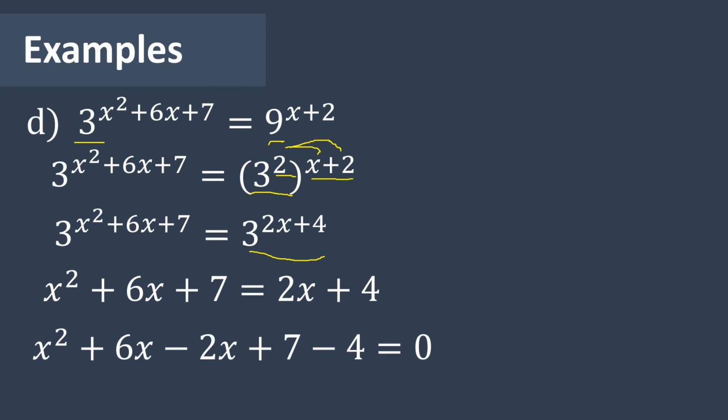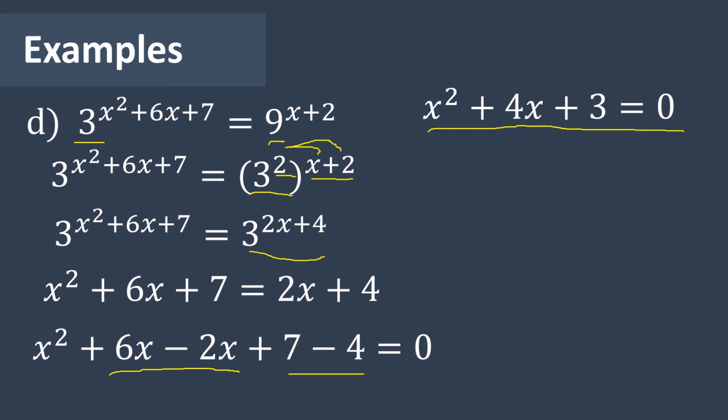So, let's move everything to the left side of the equation. Then, we combine the similar terms. 6x minus 2x becomes positive 4x, while 7 minus 4 is equal to positive 3. So, we got a quadratic. Since it is quadratic, we can use different methods to get the values of x. So, we have two values of x here.